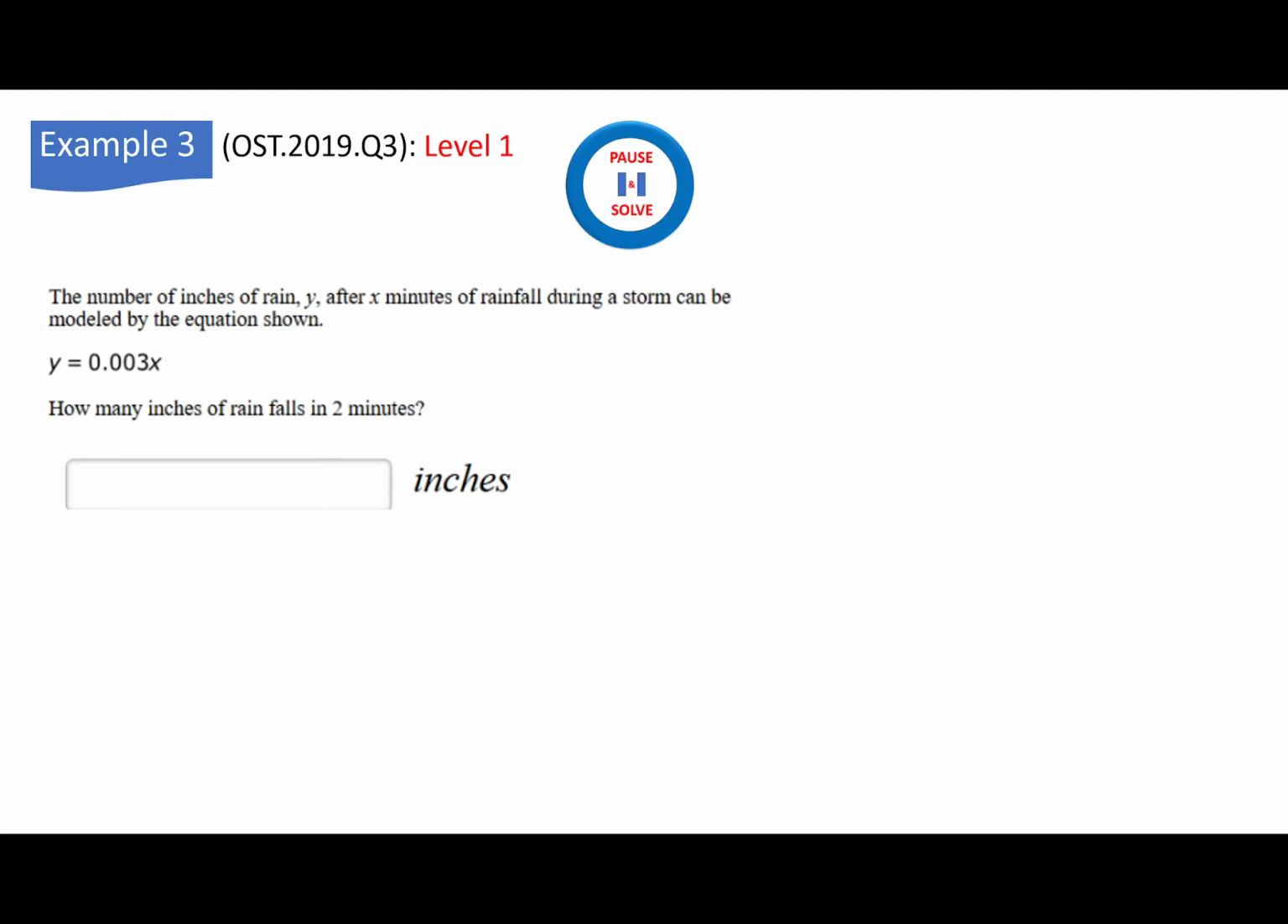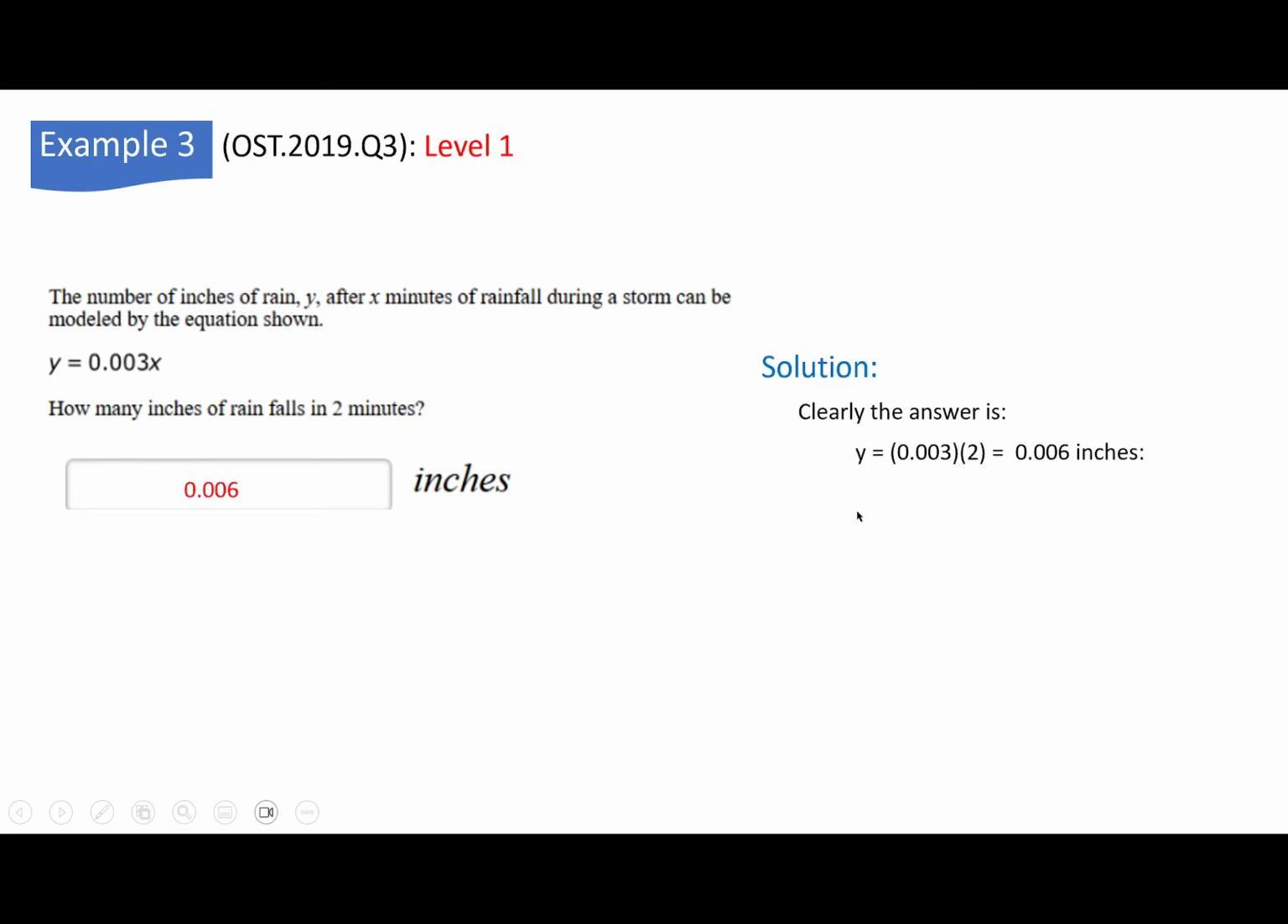Example 3. The number of inches of rain y after x minutes of rainfall during a storm can be modeled by the equation shown. How many inches of rain fall in 2 minutes? So what does that mean? In 1 minute, you put 1 here. 2 minutes, you put 2. 3 minutes, you put 3. So in 2 minutes, very easily, you put 2 here. You get 0.006 inches.